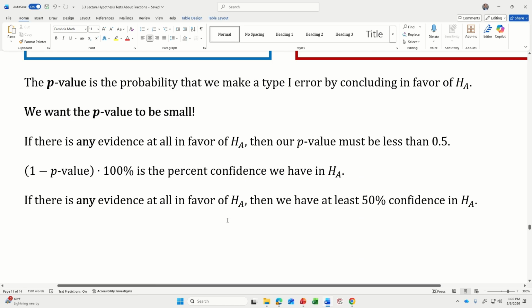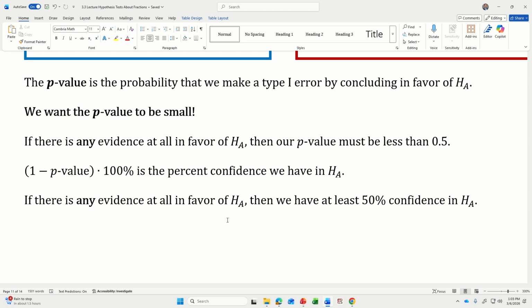The p-value is the probability we make a type 1 error. We want the p-value to be small. If there is any evidence at all in favor of the alternative hypothesis, then our p-value must be less than half. Another way you can check your work on a test: if you know you have some evidence in favor of your alternative hypothesis, and you calculate a p-value like 0.6 or 0.7, something larger than 0.5, then something's wrong. That should clue you in that you either calculated the p-value wrong, or maybe there isn't evidence. You've got to go back and check your work.